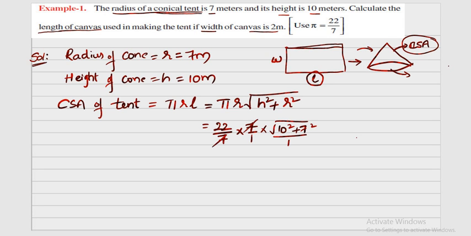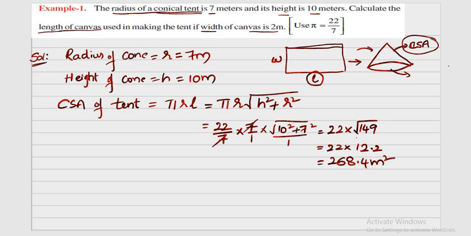So this 7 gets cancelled. Next what I am left with is 22 into root of 10 square, which is 100, plus 7 square, which is 49. So square root of 149. This gives me 22 into square root of 149. The square root of 149 is nearly 12.2, right? So 22 into 12.2 is nothing but 268.4 meter square. So this is nothing but the CSA of the tent, right?